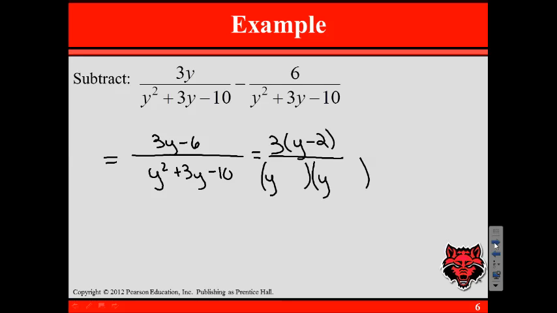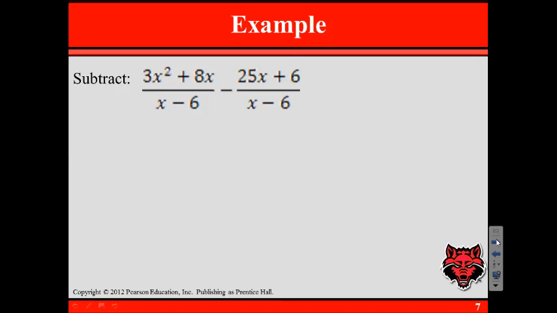We want two numbers that will multiply to negative 10, but add to a positive 3. As you go through the list of factors for 10, you would find it would be 5 times negative 2 gives us negative 10, and 5 plus negative 2 equals positive 3. So we fill in the gaps with a positive 5 and a negative 2. Now we cancel the like factors in the numerator and denominator, and we're left with 3 over y plus 5.